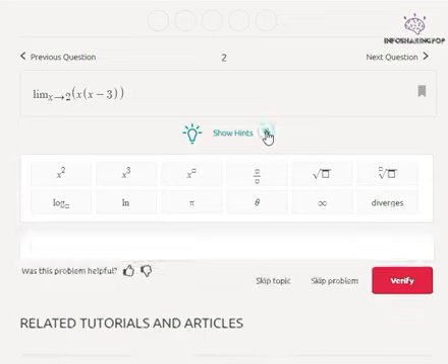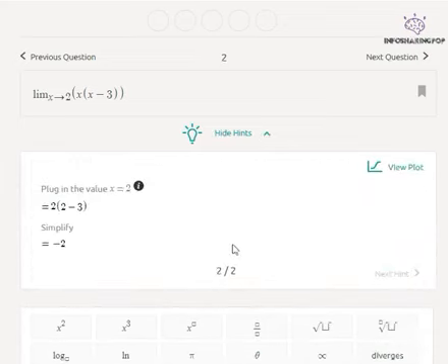In this one, if you look at this question, it has a limit as x approaches 2 for this quadratic function. So what we do is we just directly substitute the value of x into it, and there we have it, 2 squared minus 3, and simplify to be negative 2.